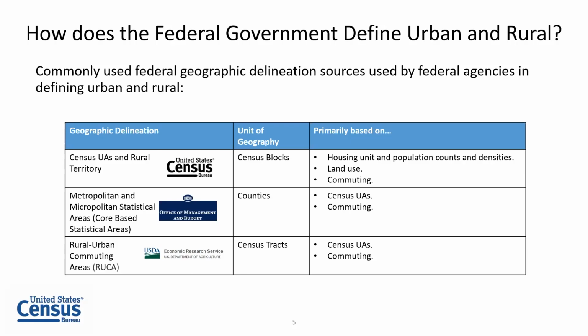And then second to note is the unit of geography that's used. Of these three geographies listed, the census blocks, which the census urban areas and rural territory are based off of, are the smallest. Then census tracts, which are larger and consist of many blocks. And then counties, which the metropolitan and micropolitan statistical areas are built off of, consist of one or more tracts. So based on that, the urban areas that the Census Bureau delineates have the finest geographic resolution, and the core-based statistical areas, or CBSAs, have the coarsest.